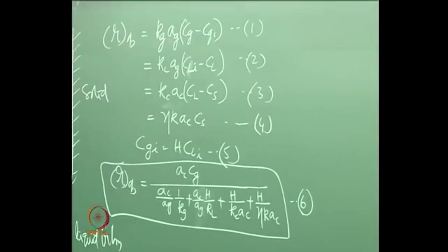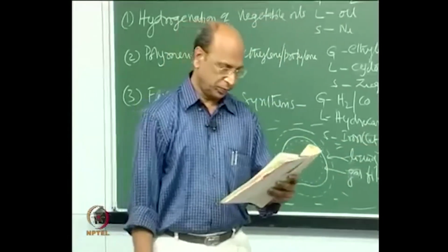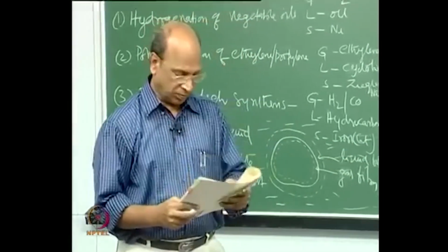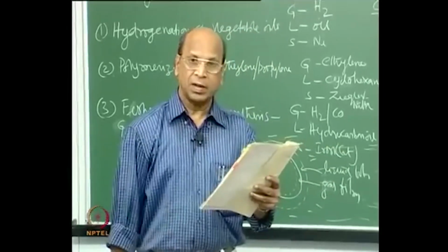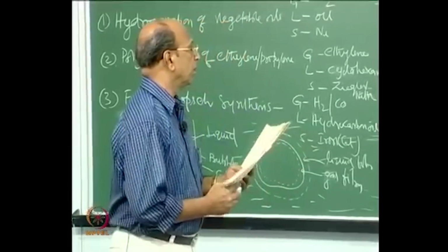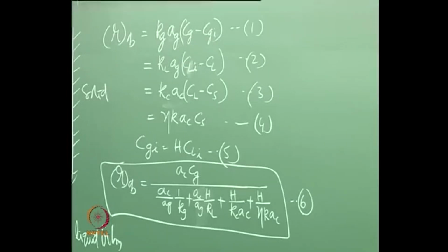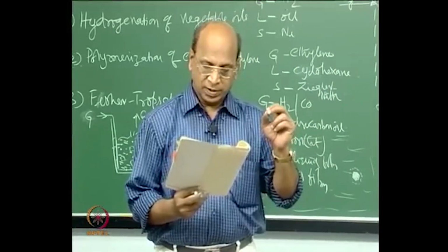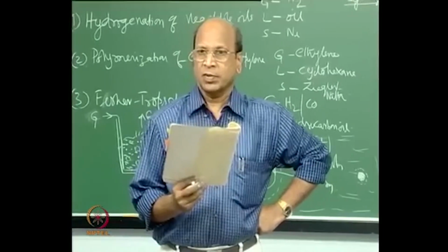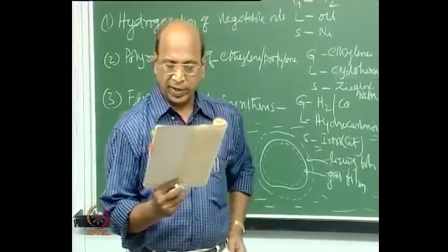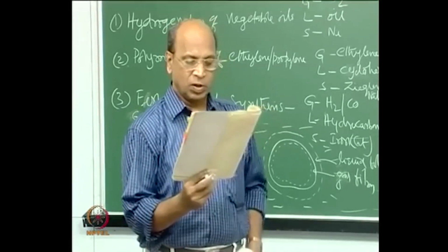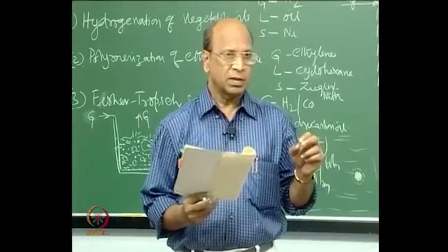Now I have to tell you what is AC. You can please take that. I think all other things we know, all mass transfer coefficients. H is Henry's law constant. Ag is bubble-liquid interfacial area per unit volume of bubble free liquid, or in the bracket slurry. That is bubble-liquid interfacial area per unit volume of bubble free liquid or bubble free slurry.